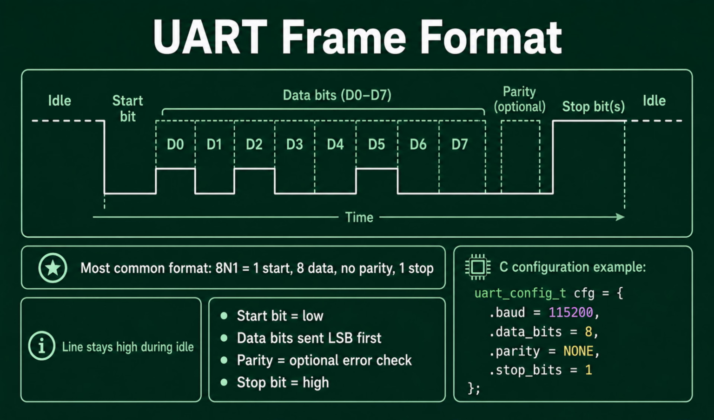Parity provides basic error detection by checking whether the number of logic 1 bits is even or odd. The frame ends with one or more stop bits at the logic high level. The most commonly used configuration is 8N1: 8 data bits, no parity, and 1 stop bit. Both communicating devices must use exactly the same frame settings.